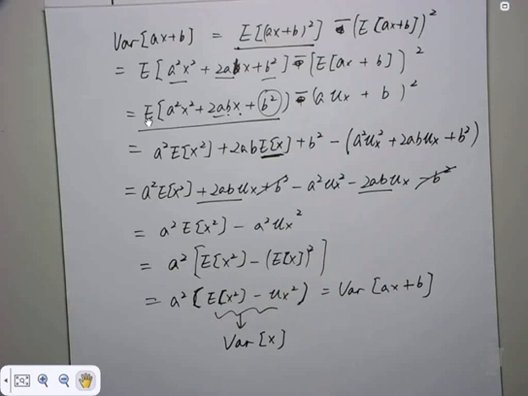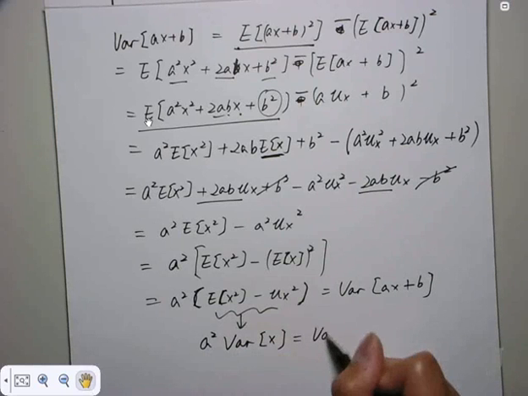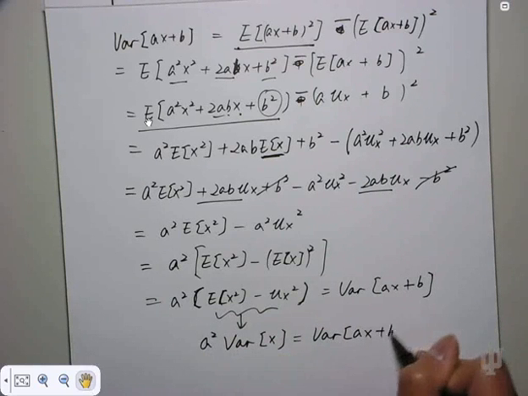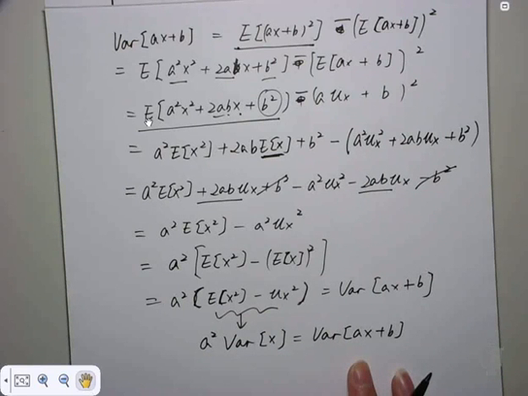E of x squared minus the square of E of x is the variance of x. So that tells you the variance of a linear combination is not the linear combination of variances. It actually doesn't care about the constant, because a constant doesn't generate any variance, right? A constant is always the same value. The constant doesn't generate any variance. The only thing that matters is this ax, and you need to remember it is a squared. Okay?